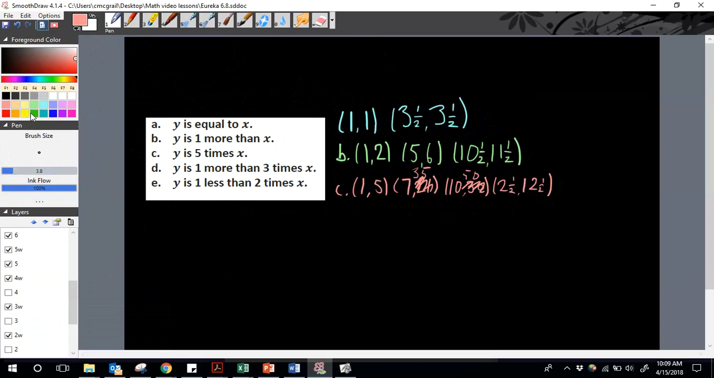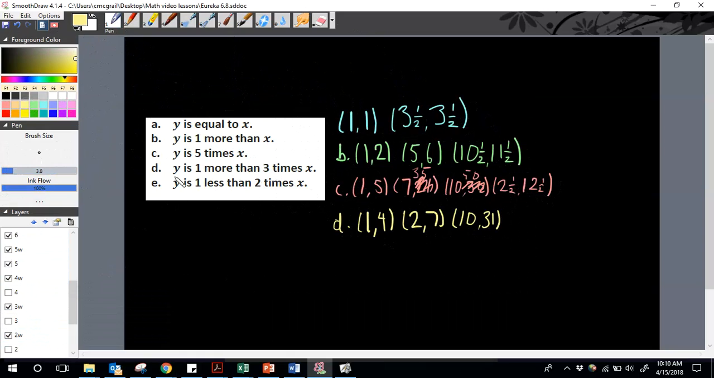Okay, so for rule D, it would be y is 1 more than 3 times x. So for rule D, if I choose 1, I want to find what is 1 more than 3 times that number. So I'm going to do 3 times x, which is 3. And I'm going to find 1 more than that. So it's going to be 4. When x equals 2, I would find 3 times that, which is 6, and then add 1, it would be 7. If I chose x equals 10, it would be 3 times that, which is 30. Plus 1 more is 31.